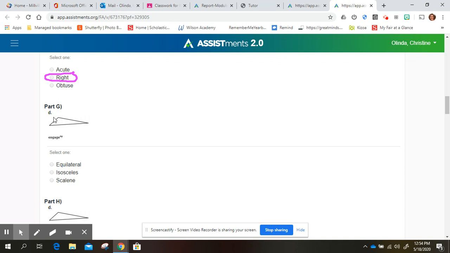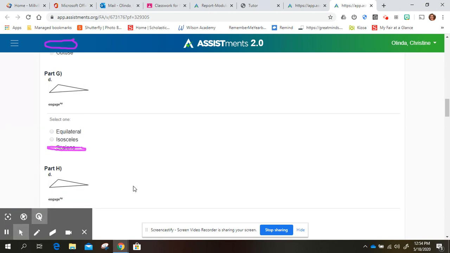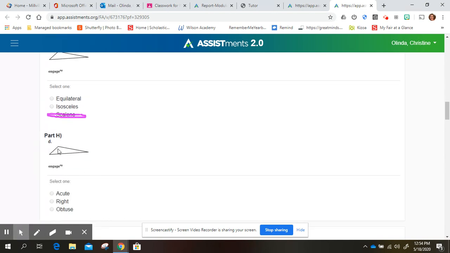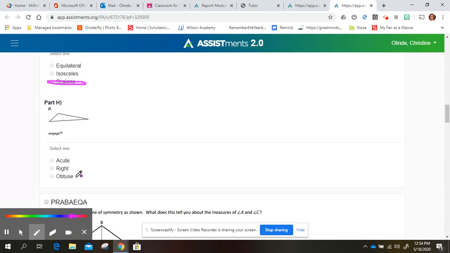Part G, again, I don't see any lines here that tell me that the lengths of the sides are the same, so that has to be scalene. And then when I look at this again, there's no right angle here, and so that means it has to be obtuse.